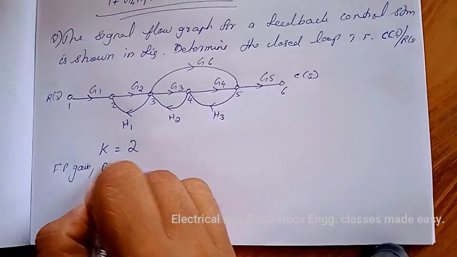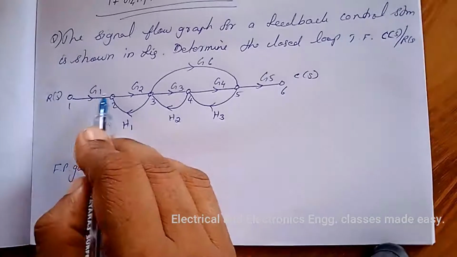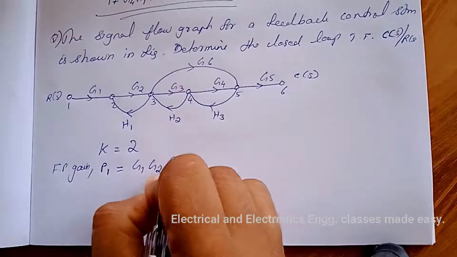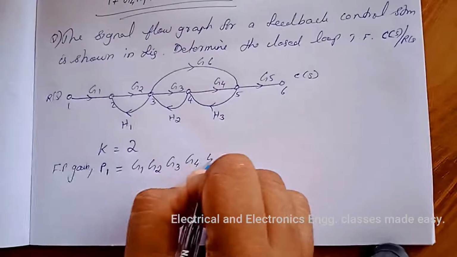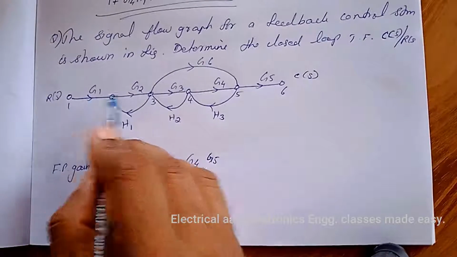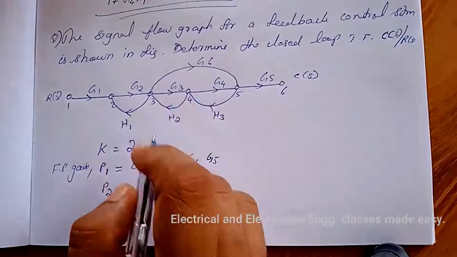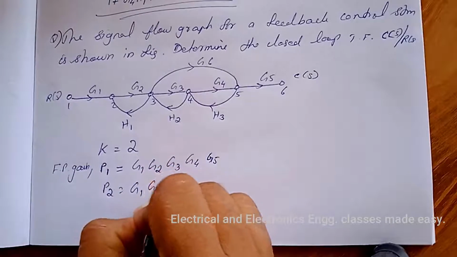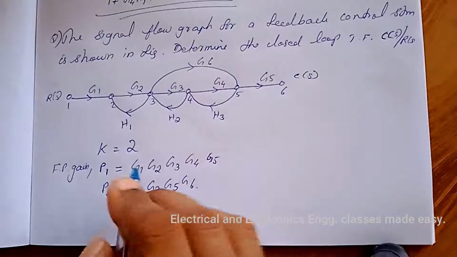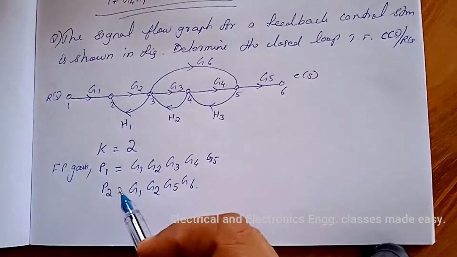Let the first one be P1, and P1 is equal to G1, G2, G3, G4, G5. Then P2 is equal to G1, G2, G6, G5. So these two are the forward path gains.